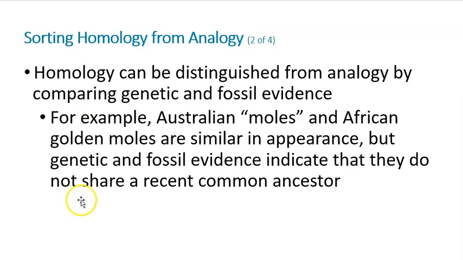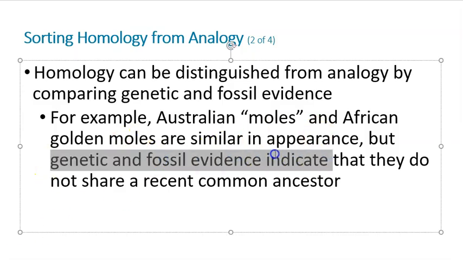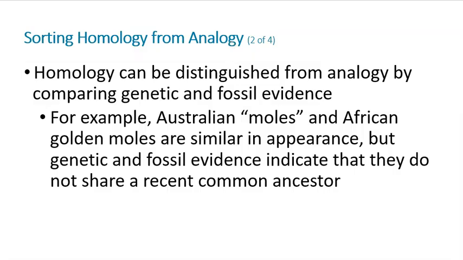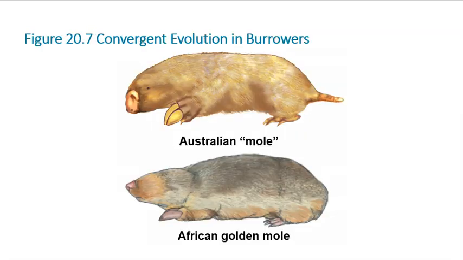An example of this is Australian moles and African golden moles. They are similar in appearance, but the evidence indicates they do not share a recent common ancestor, based upon phylogenetic science. So you can see they look very similar.